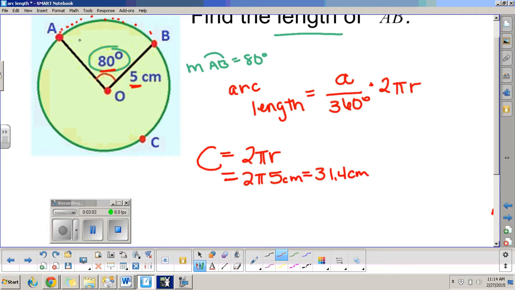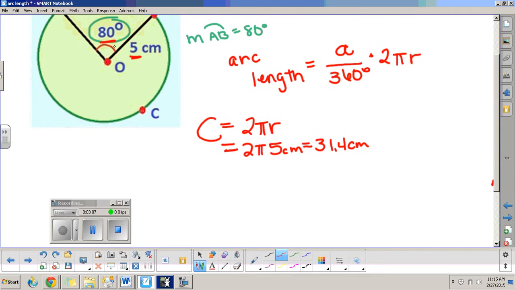Now, we only want this portion. Well, how do we find a fraction? Well, 80 degrees of the circle. Total circle, 360. Let's simplify this for easy calculation. Divide both by 10. We'll get rid of those zeros. Both are divisible by 4, so we're left with 2/9. So we want 2/9 of the entire circumference.